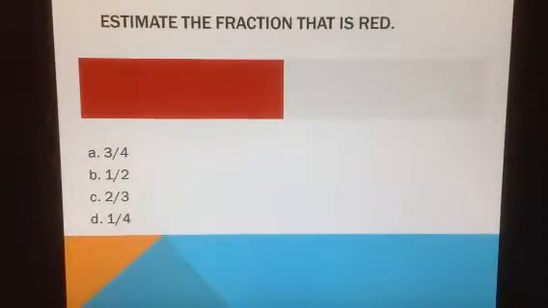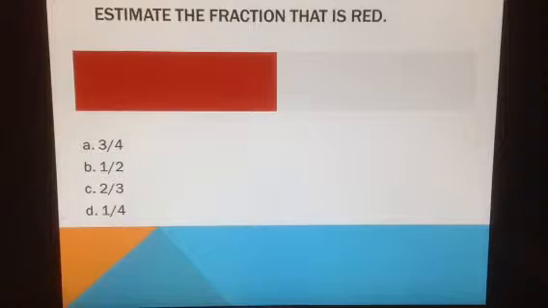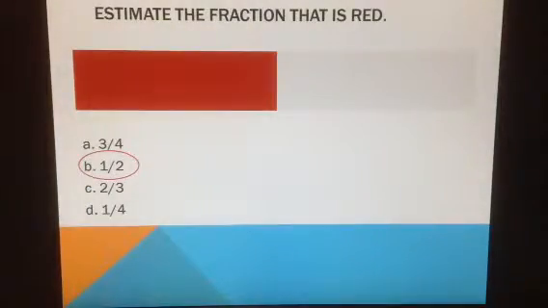Estimate the fraction that is red. So it's kind of hard to see on here, but you've got a gray bar, and some of that gray bar is red. How much would you say is red? About 3/4, 1/2, 2/3, or 1/4? I'm going to go through several of these, and I would like you to pause the video to think about each of these before you move on. 1/2 is red.